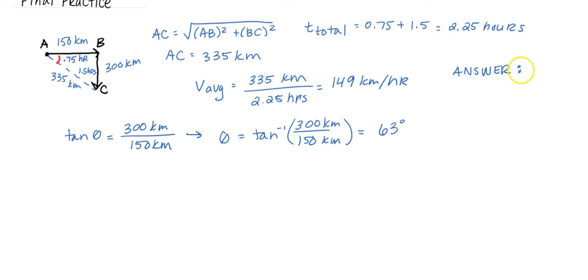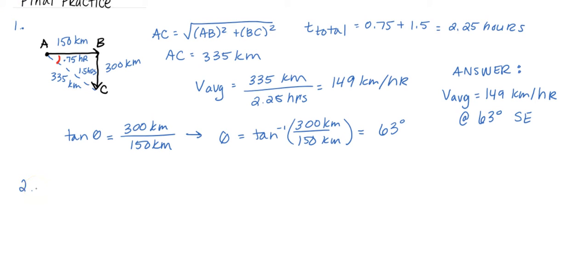So the answer would be that the average velocity is equal to 149 kilometers per hour at 63 degrees, and this would be southeast because the car traveled east and then south. So southeast or south of east, doesn't matter.